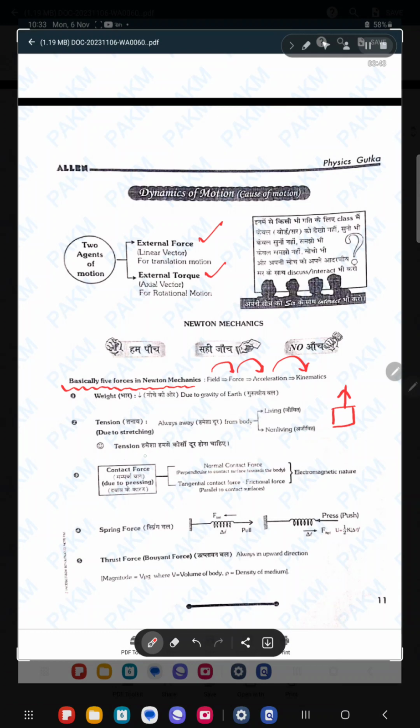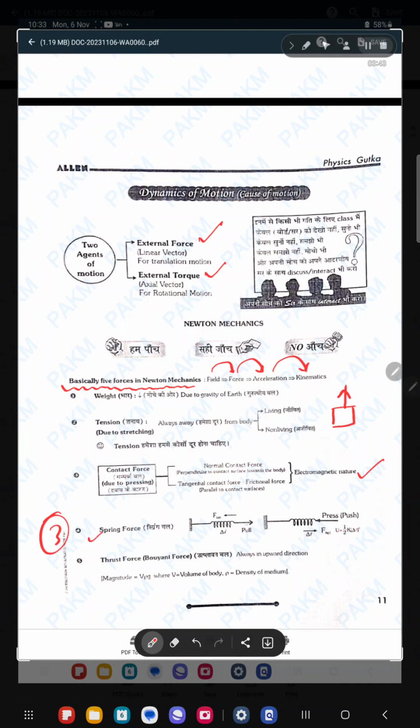Tension in Hindi, it should always be far away from us. Now contact force is due to pressing. So here we can say normal contact force, as you know, is perpendicular to the contact surface towards a body, and tangential contact forces, frictional forces, are parallel to the contact. So there are two types, normal and frictional, and all are categorized as electromagnetic in nature, and we can call them electromagnetic forces.